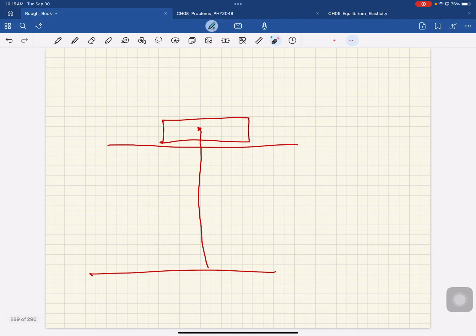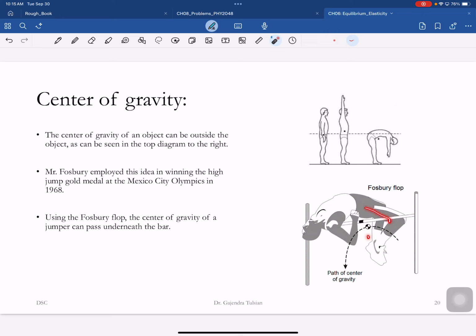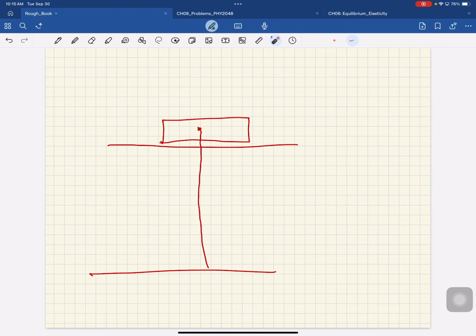Now, if you learn to jump like this, it's called the Fosbury flop. Your center of gravity is going underneath the bar. So now, if you're doing a Fosbury flop, you can jump over this bar because your center of gravity, you were just as strong as this guy. There's the center of gravity, but you folded yourself over the bar.